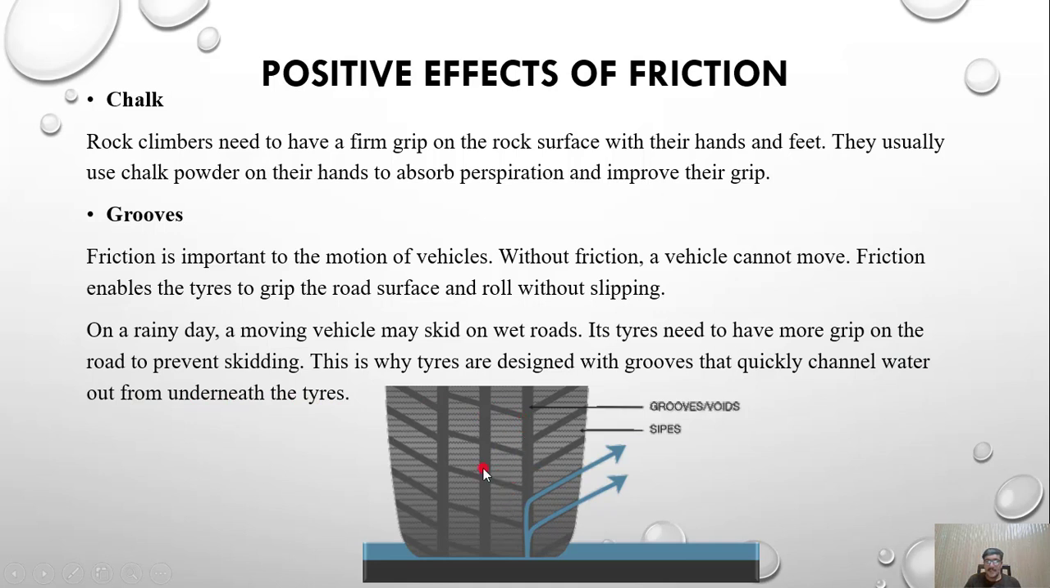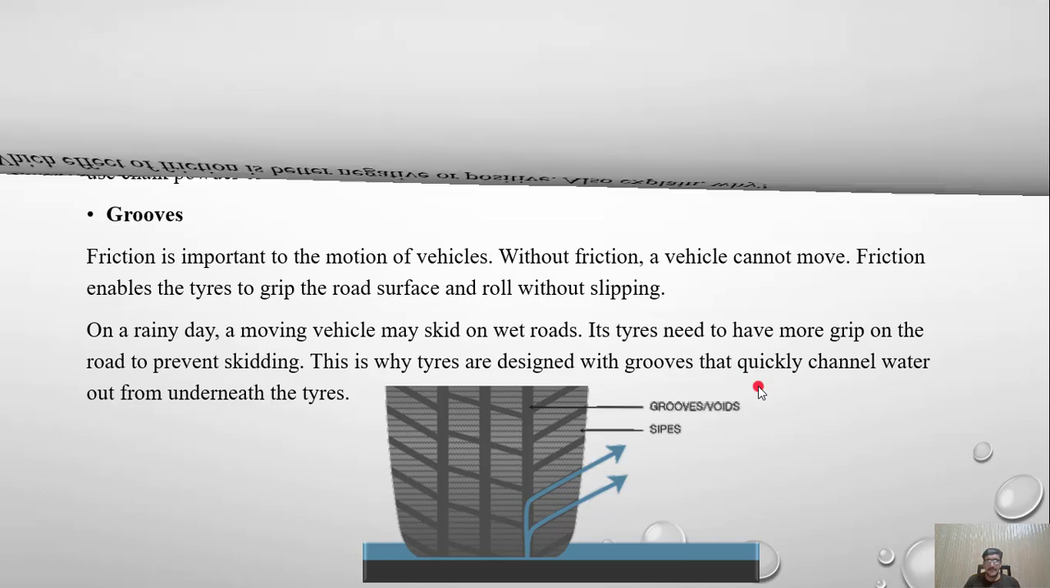When the tire is passing over a wet road, what will happen? The water will be split through these grooves. So this is the way you can prevent or avoid the car skidding on a wet road.